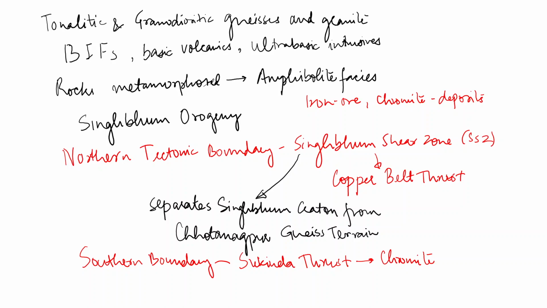Okay, so based on this general information, let us try to draw the map of the Singhbhum Craton. Now, if you remember, I had told you about the Deccan proto-continent in the first class, that the Indian shield can be divided into the northern block and southern block. The southern block is also referred to as the Deccan proto-continent.